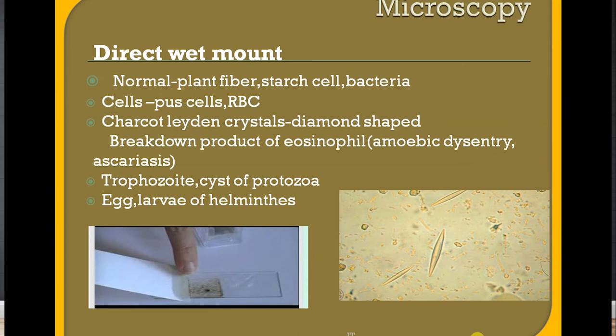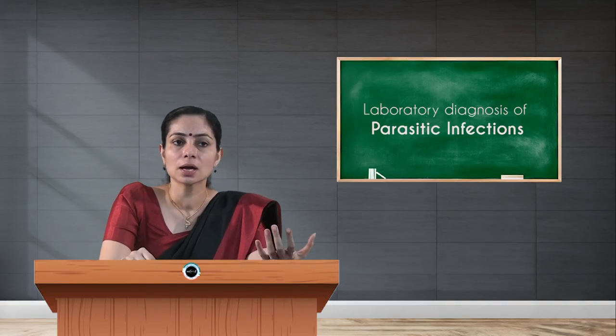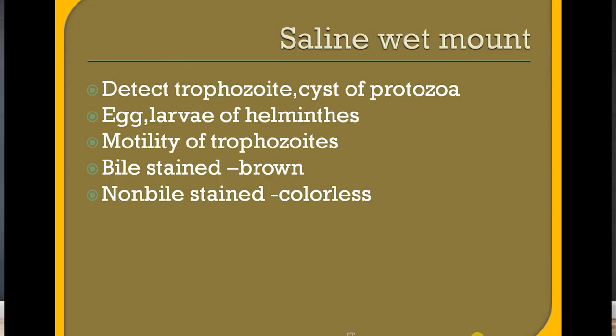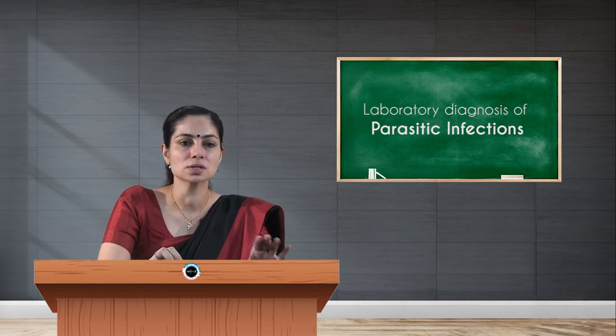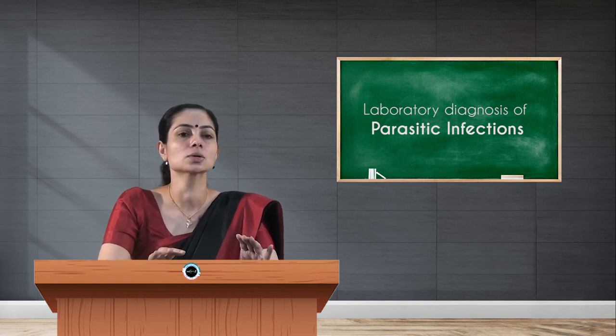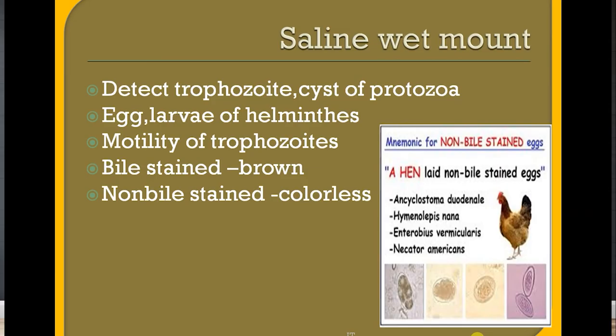Then we can see trophozoites, cysts of protozoa, eggs and larvae of helminths. The advantage of saline wet mount is that you can detect trophozoites, cysts of protozoa, eggs, larvae of helminths, and motility of trophozoites, which is very important and can be detected only in saline wet mount. And you can always distinguish the bile stained egg and non bile stained egg in saline wet mount, because a bile stained egg will be brown in color. A non bile stained egg will be colorless. So these are examples of non bile stained eggs: Ancylostoma duodenale egg, Hymenolepis nana, Enterobius vermicularis and Necator americanus.